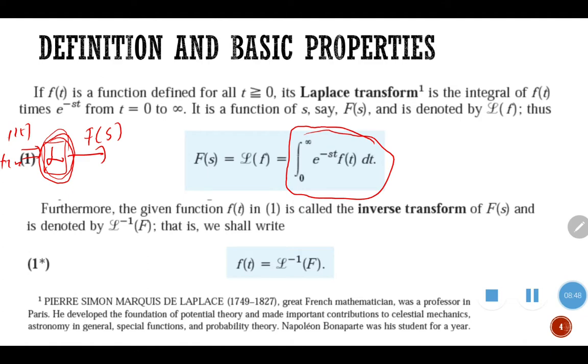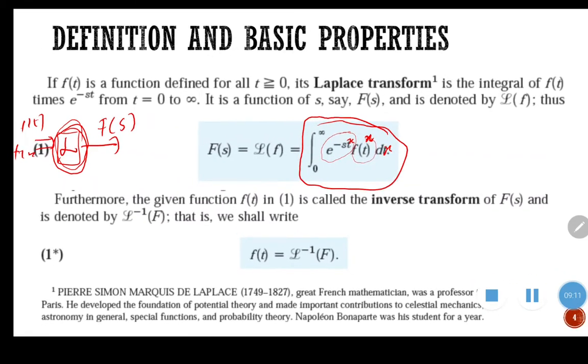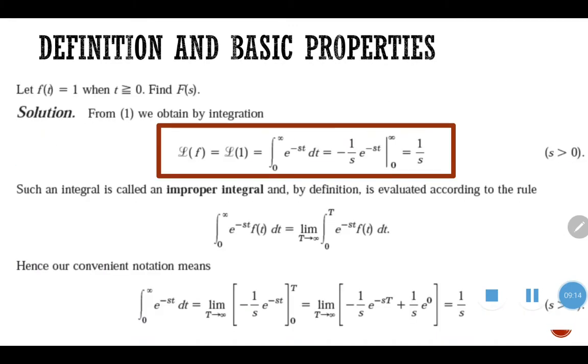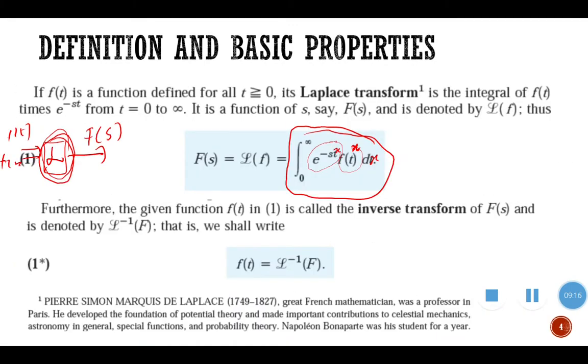Integration of 0 to infinity e to the power of minus st times our function that we want to transform, f(t), with respect to dt. Alright, if f(x), if it is x, then it will become f(x) dx e to the power of minus sx. Okay, furthermore the given function f(t) in 1 is called inverse transform of F(s), okay, denoted by L inverse.